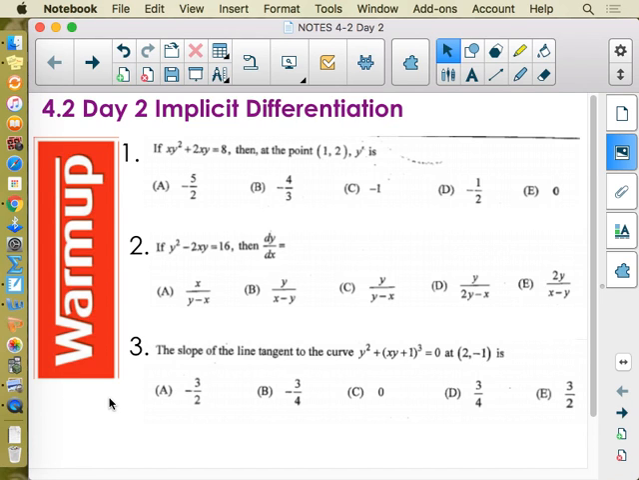This is the video for 4.2 Day 2. It's the second day on implicit differentiation. So the warm-ups are here. I want you to pause the video, try at least 1 and 2. 3 has a lot of algebra to it, but you can do it. You have all the skills. Pause the video, come back when you're done.